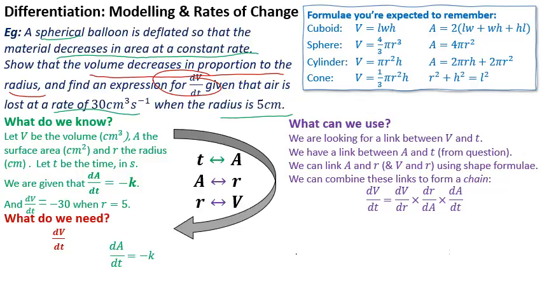Back to the question. We have dA/dt equals negative k. We have the area as 4πr². It's the surface area of the sphere. So we can find dA/dr, the rate at which that area changes with the radius change, which is 8πr. We do a similar thing for volume. If volume is 4/3 πr³, then the rate at which the volume changes is 4πr².